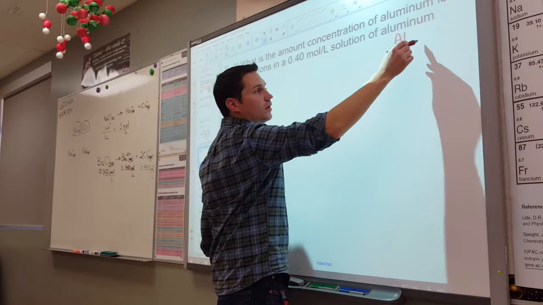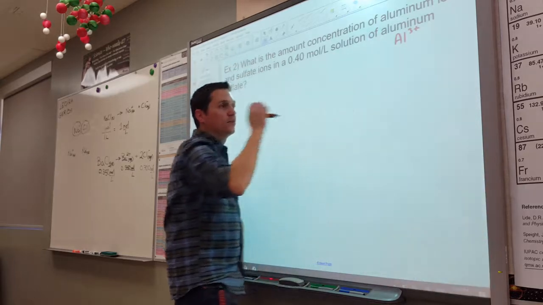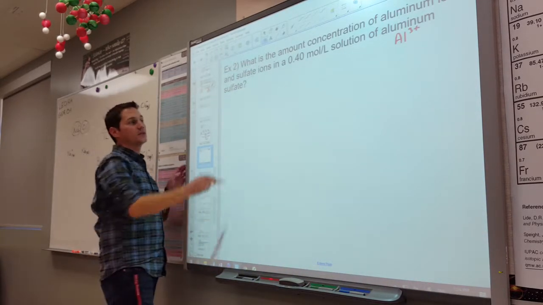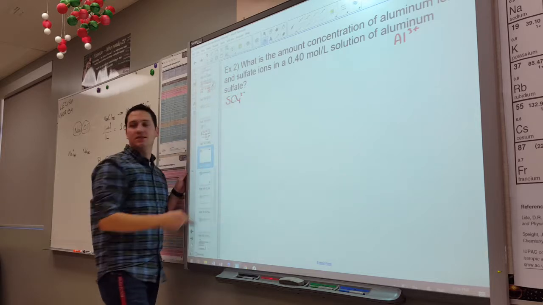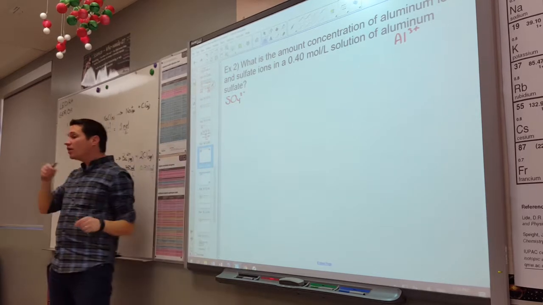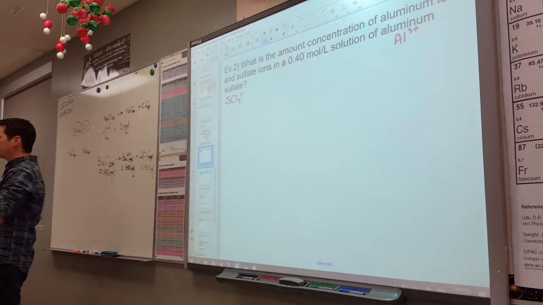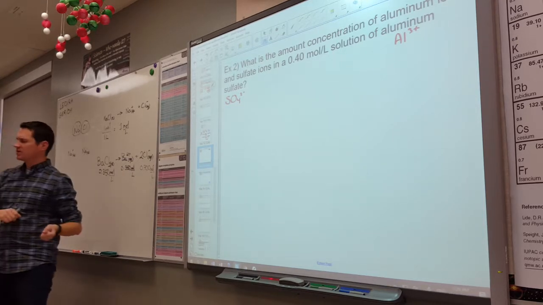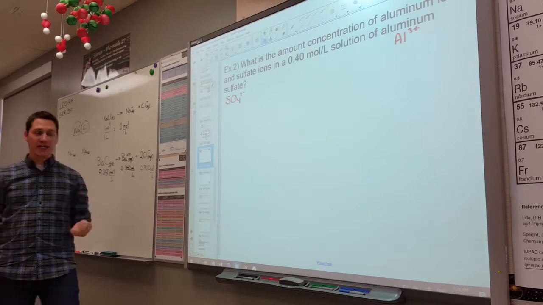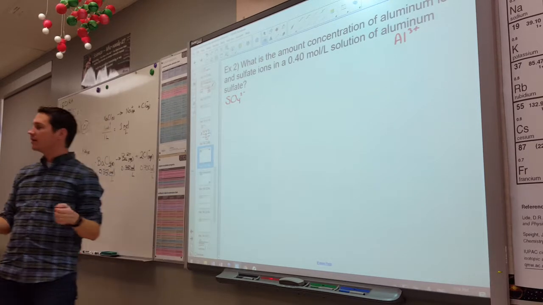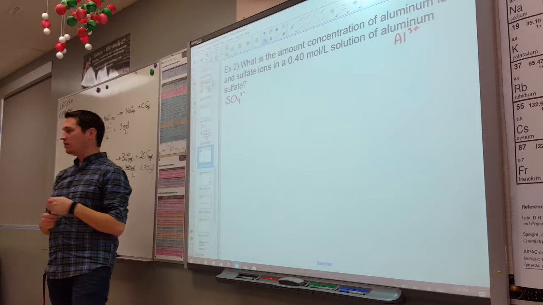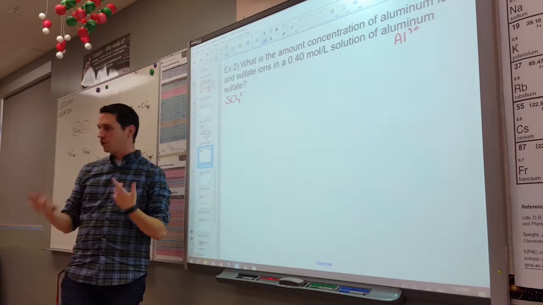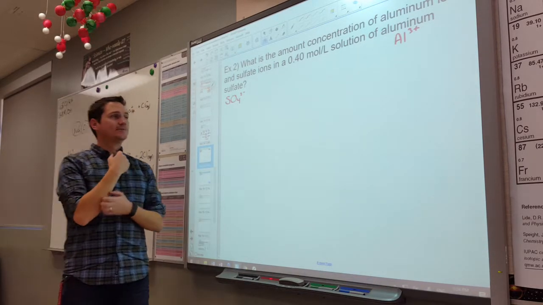Al2(SO4)3. Good. Aluminum is 3 plus. Sulfate is SO4 2 minus. Hey, if you're not looking in your data booklet right now to see what aluminum and sulfate are, then you're getting left behind. The more you look in your data booklet, the more you find these charges, the better you'll know them and the quicker you'll be on exams.